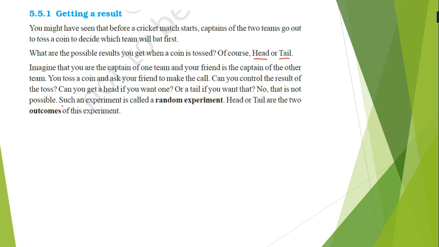Such an experiment is called a random experiment. It is not controlled by us. Such experiments are called random experiments. Head or tail are the two outcomes of this experiment.